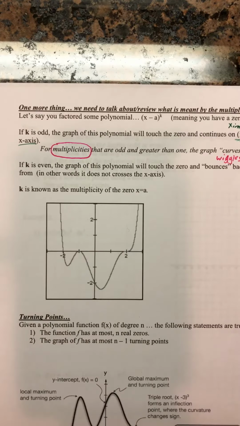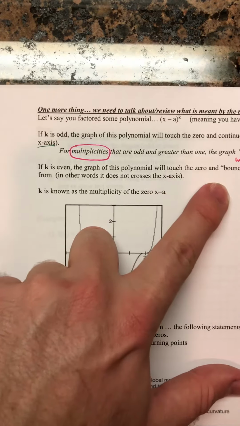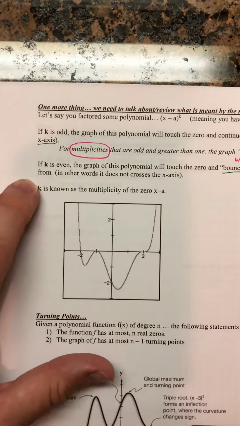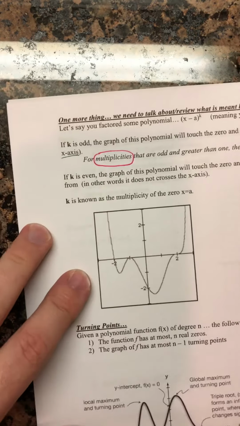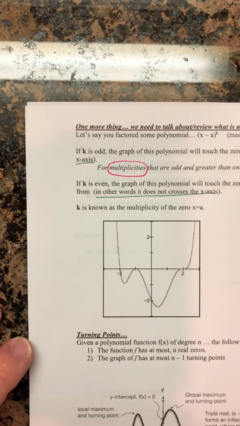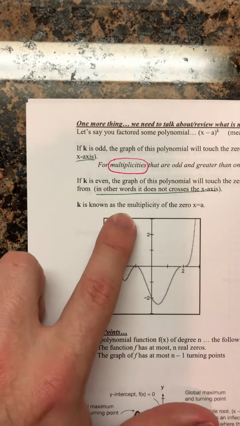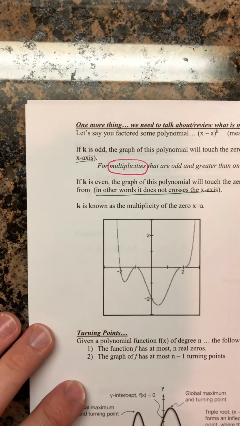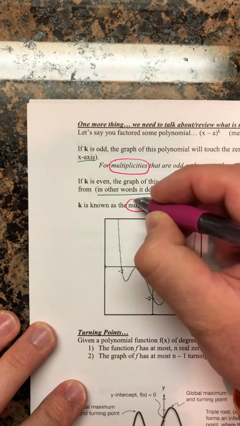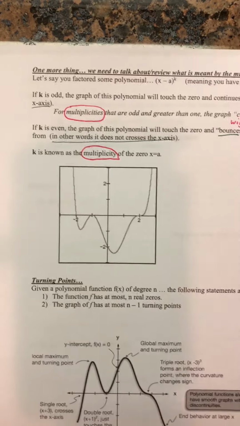Okay? If k is even, the graph of this polynomial will touch the 0 and it will bounce. It will bounce back in the direction that it came from. In other words, it does not cross the x-axis. K is known as the multiplicity for the 0. You probably just read a mouthful and you're probably thinking, what on earth does that mean? But hang with me, we're going to look at some examples, okay?